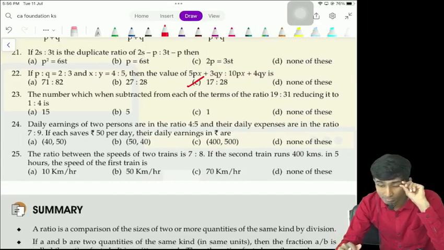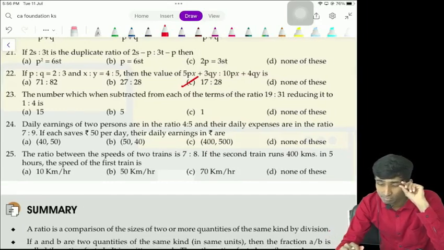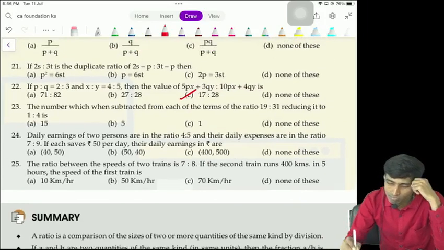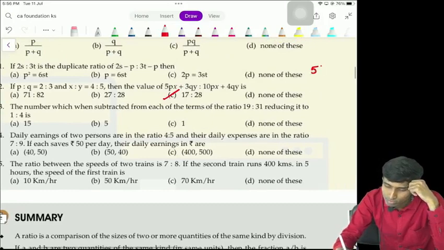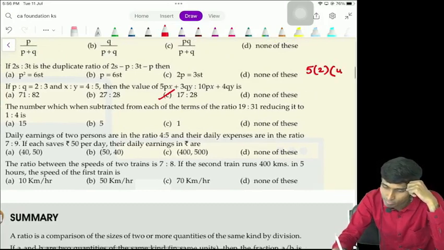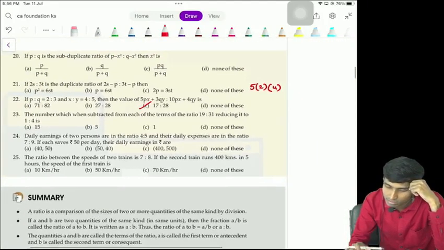Completed? 22nd? 5 into 2 into x. X is how much? 4. Plus 3 into q. Q value is what? 3. Y value is 5.